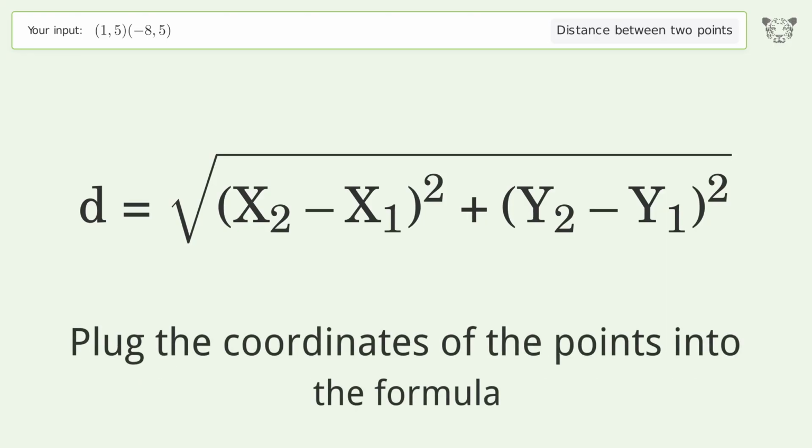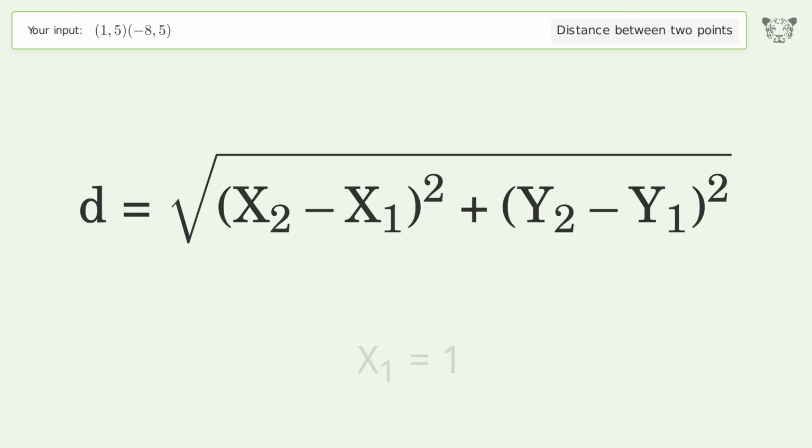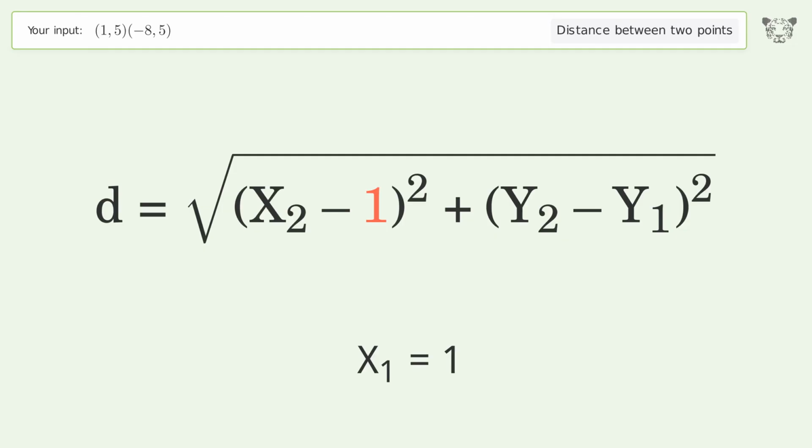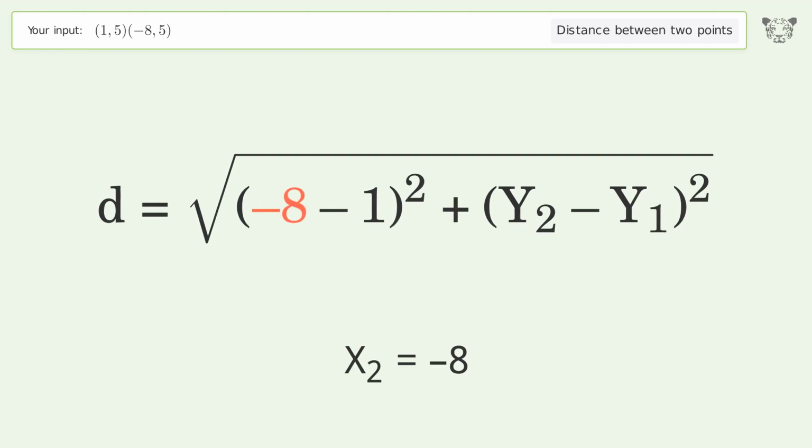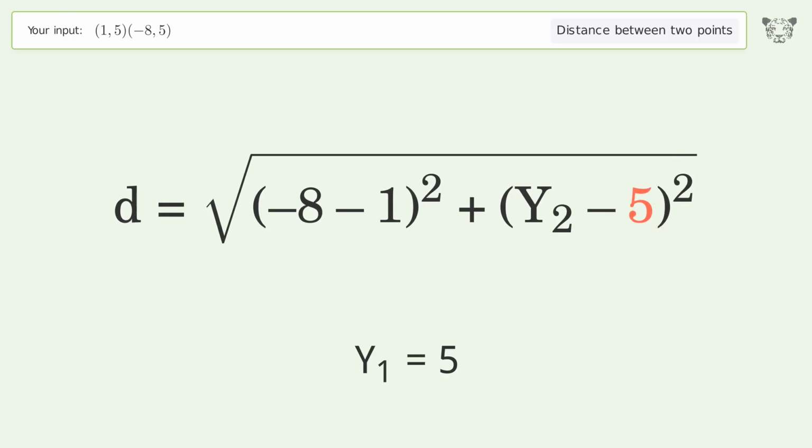Plug the coordinates of the points into the formula. x1 equals 1. x2 equals -8. y1 equals 5. y2 equals 5.